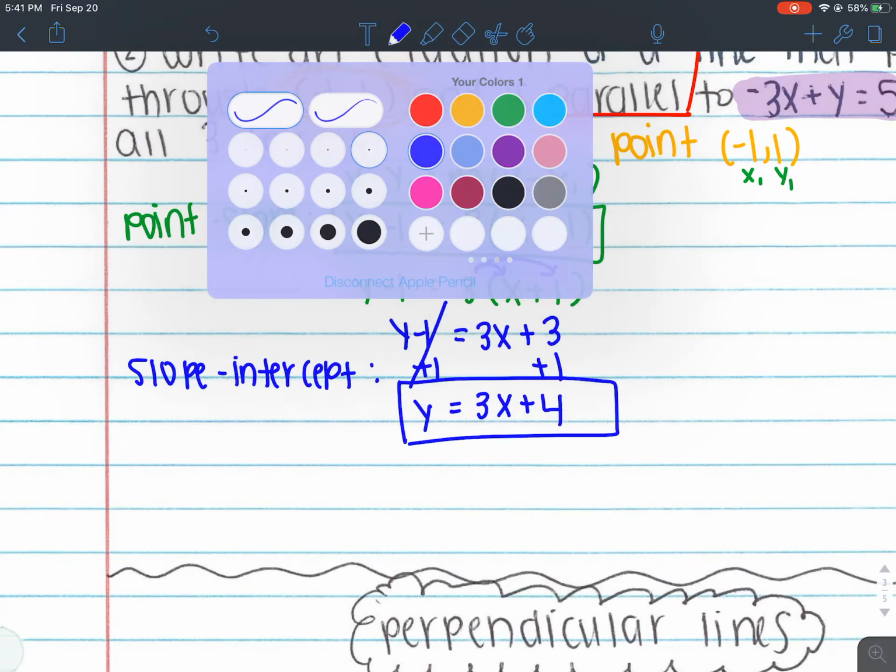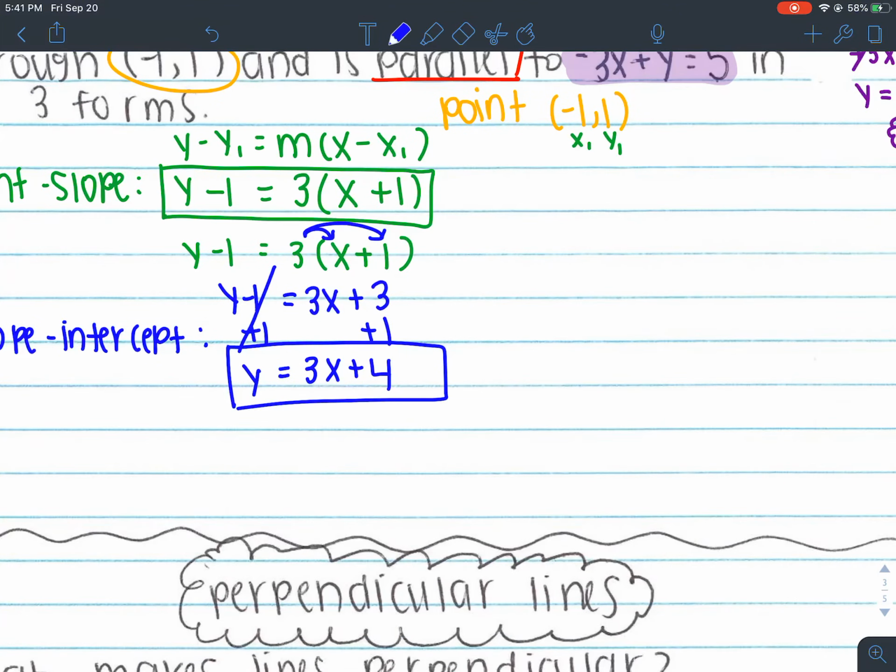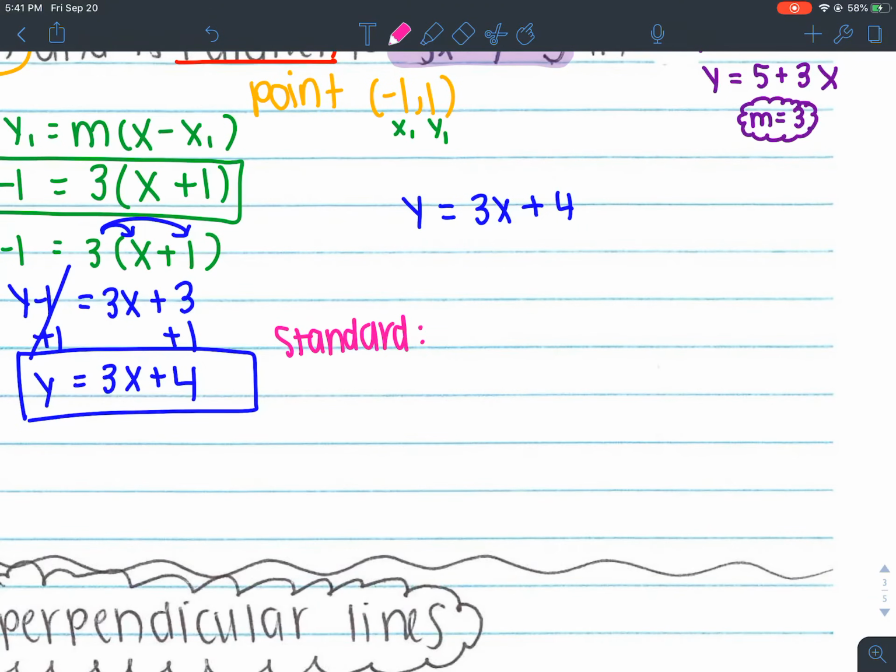Okay, and the last form that I need is standard form. So I'm going to go ahead and start over here. So I have y equals 3x plus 4. And I want standard form, and standard form is ax plus by equals c. Remember, I don't want any fractions. I don't want my a to be negative, and I need x and y on the same side on the left. So I'm going to go ahead and subtract 3x from both sides because I need to move the x over. So I have negative 3x plus y equals 4.